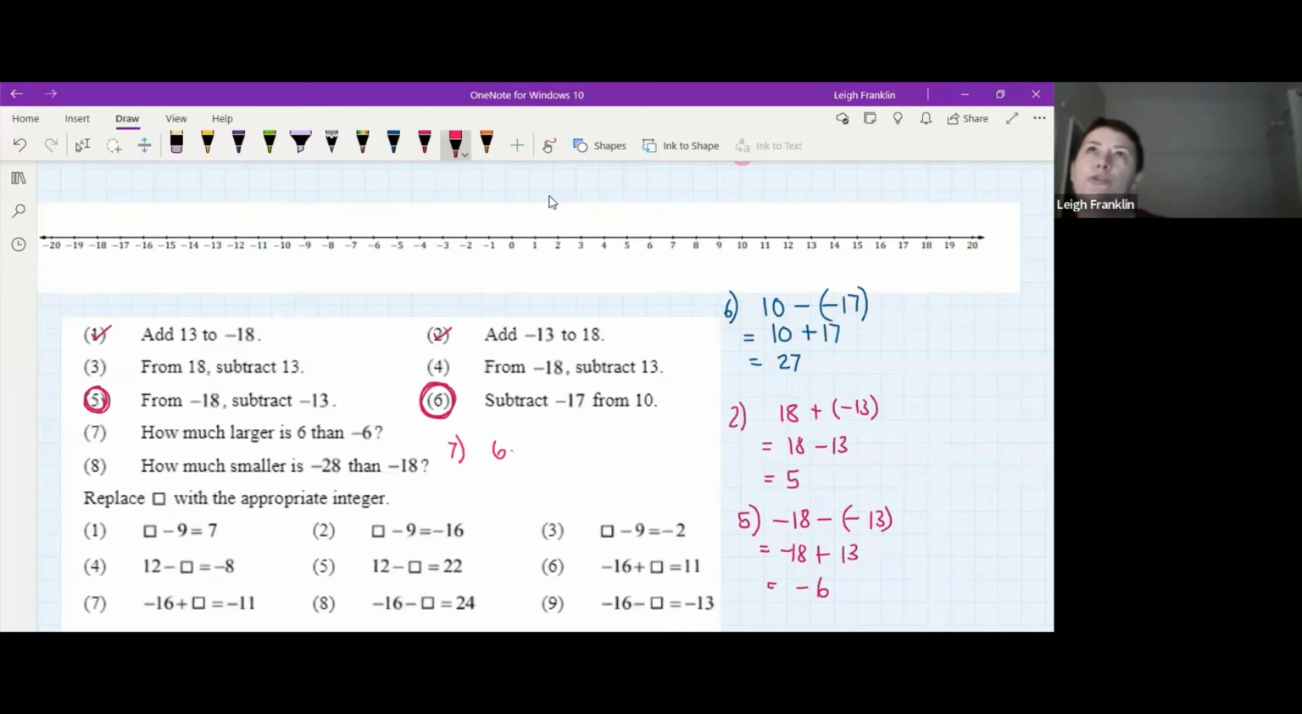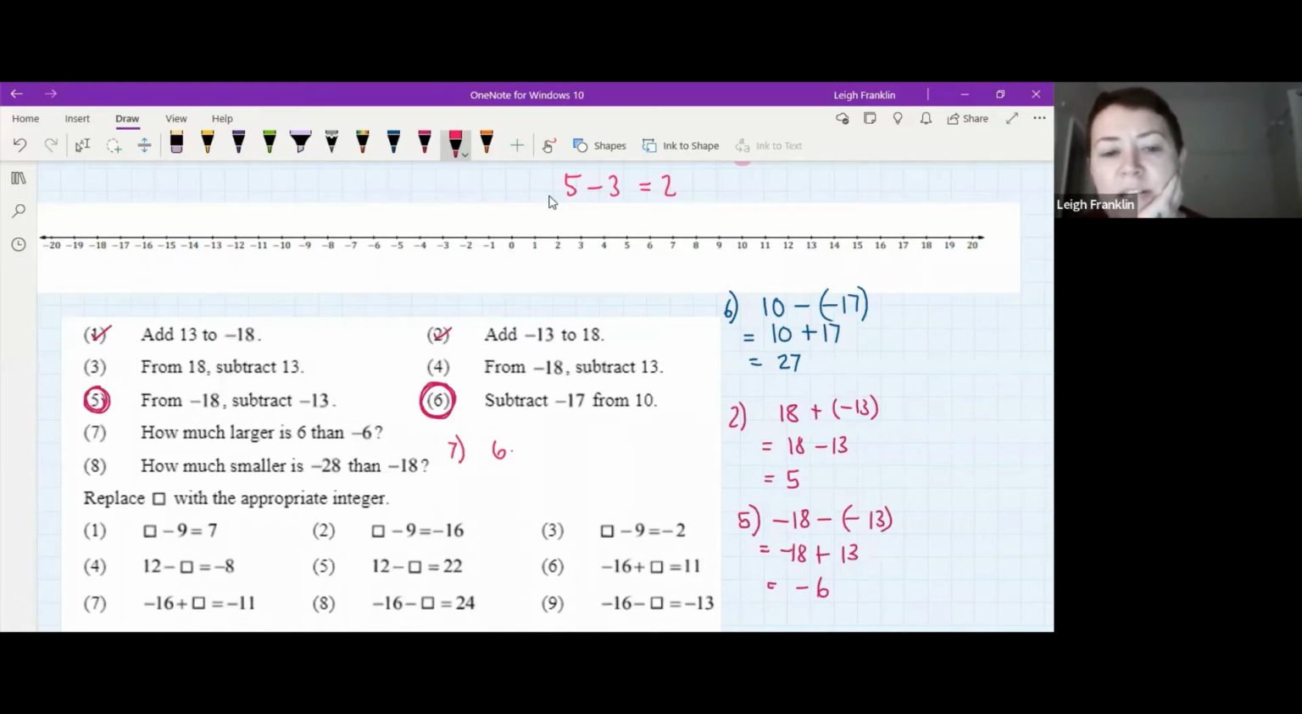So if I said to you, Tertia, how much larger is 5 than 3? What sum would you write? You would write 5 minus 3. Exactly. So if we say how much larger is 6 than negative 6?